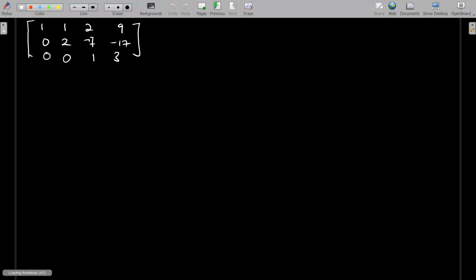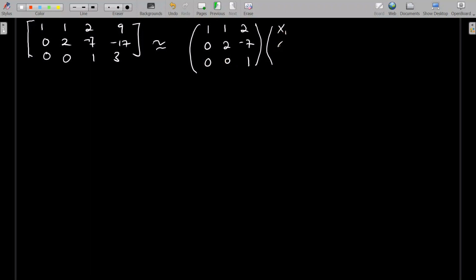So what I'm supposed to know here is that this is telling me that we have this matrix for the variables, 1 1 2, 0 2 -7, 0 0 1, times x, y, z, should give me the new reduced side of the product, or the ending part, 9, -17, and I have 3 here, so that's what it means.